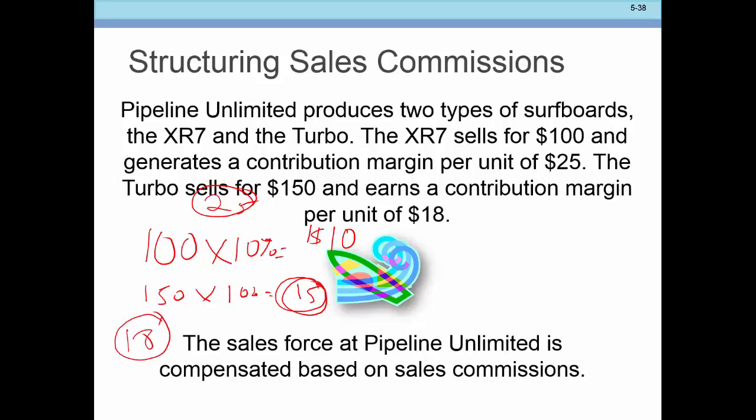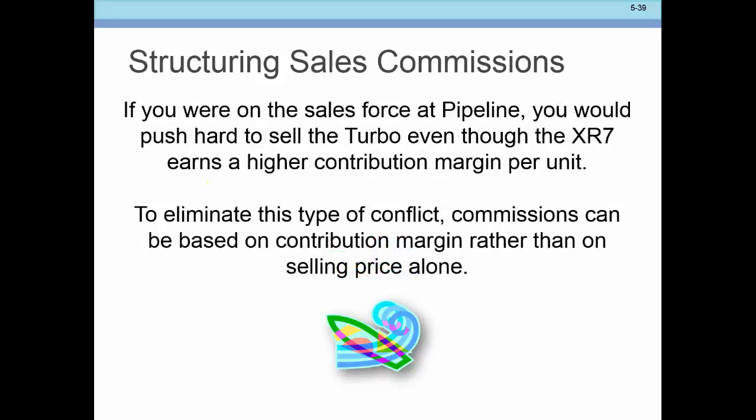So what else might you do? Change the percentage to the contribution margin, not the sales margin. Set it up on contribution margin, right? And you tell the guy, look, we'll give you more money to sell more of the other bike that has a higher contribution margin. Okay, and so you come over and you take a look, and that's what they tell us here. If you were on the sales force at Pipeline, you would push hard to sell the turbo bike. To eliminate this type of conflict, you can base commission on what? Contribution margin. Isn't that what they're telling us?